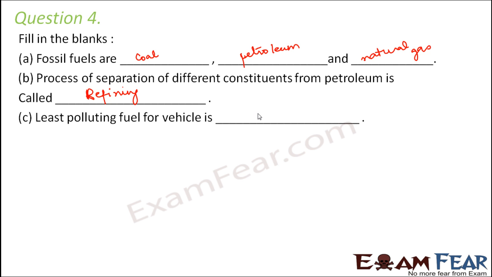Least polluting fuel for vehicle is CNG, that is compressed natural gas, because it leaves very little residue when burnt, and that's how it is more efficient fuel. It causes least environmental pollution.